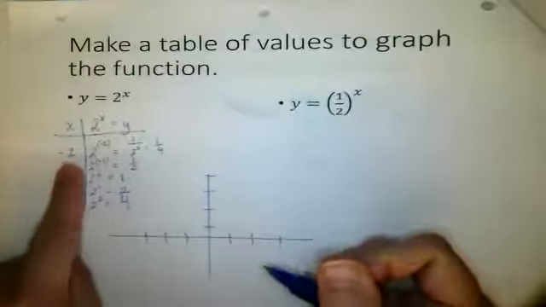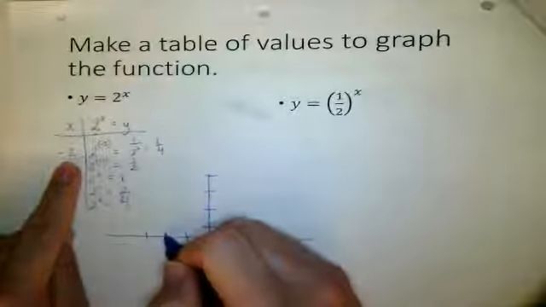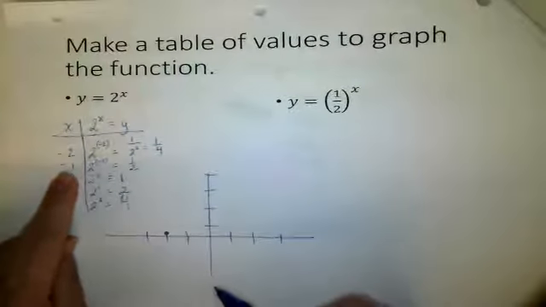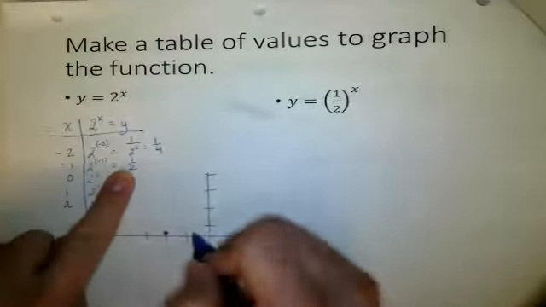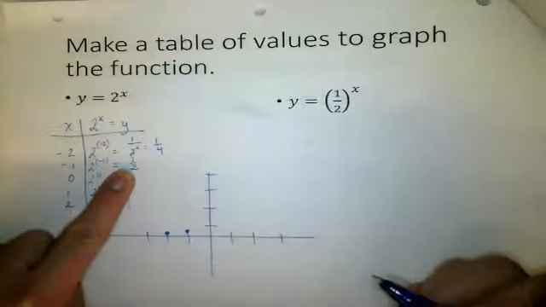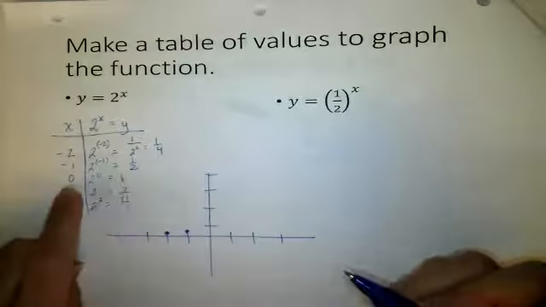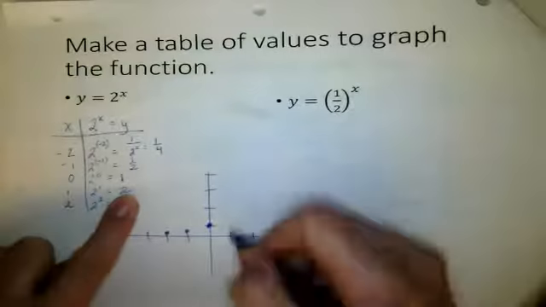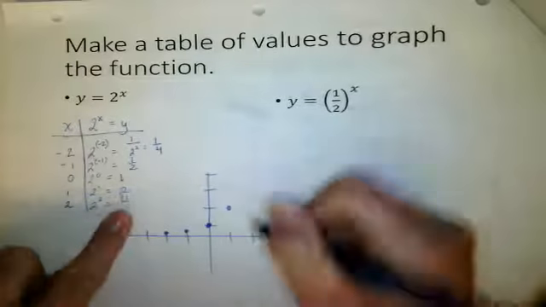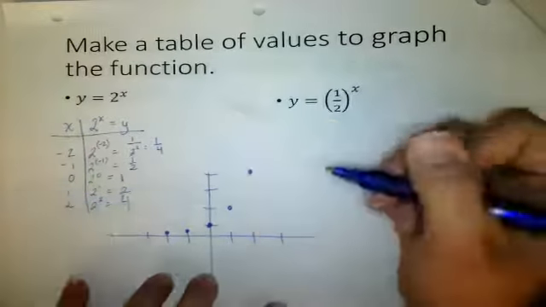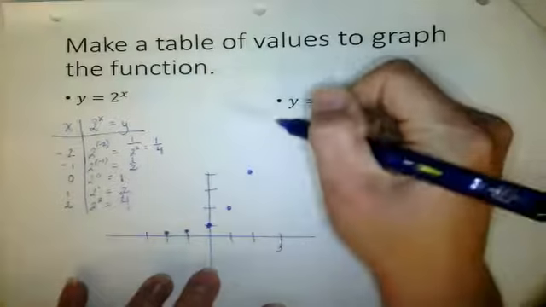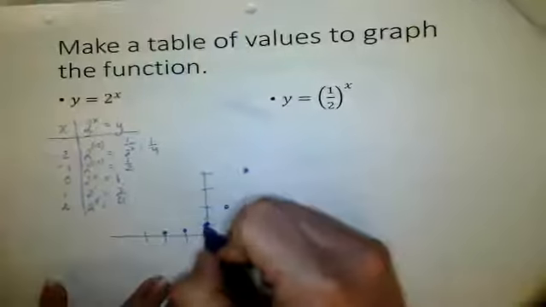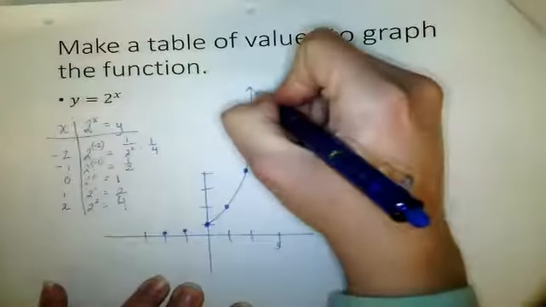Okay, so at -2, we have the value of 1/4. So that's just a little bit above the x-axis. At -1, we have a value of 1/2, just up halfway between 0 and 1. 0, 1 is right here. 1, 2, and 2, 4. And you can imagine if we plugged in a 3, it'd be 8. And if we plugged in a 4, it'd be 16. This graph is growing, what we say, exponentially.